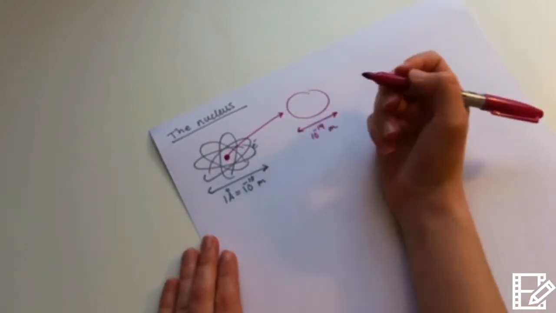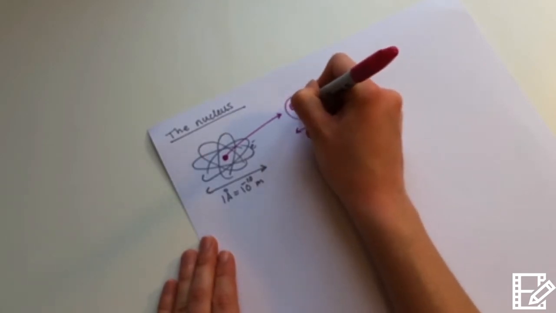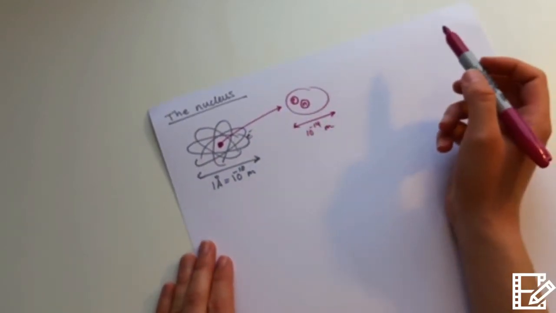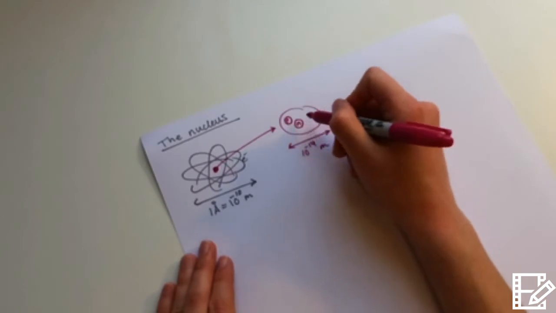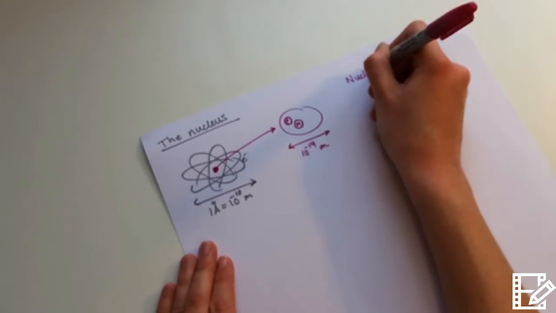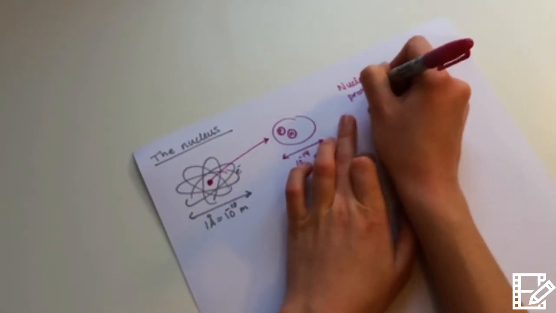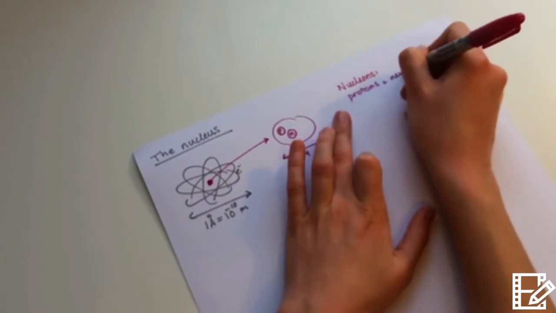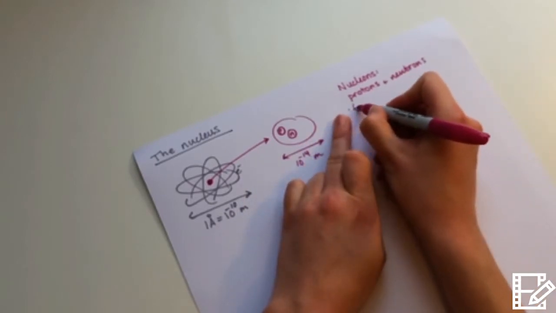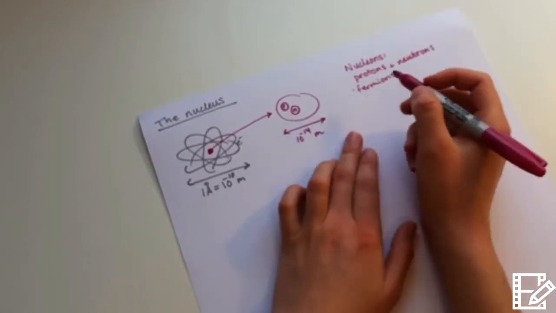It consists of fermions, which are protons and neutrons. So these are what make up the nucleus. These have some special properties, so I'll just write here nucleons, protons, and neutrons. So these are fermions, which gives them some special properties that we will be needing later.